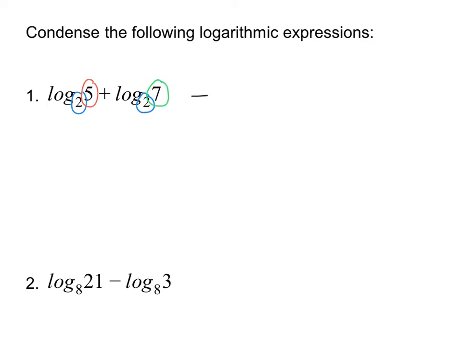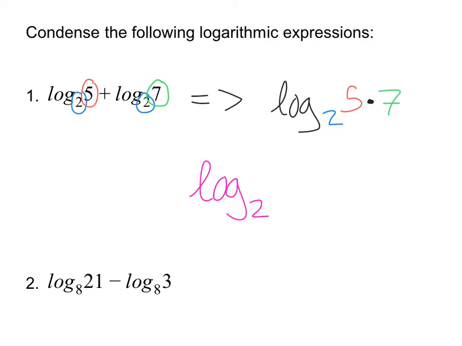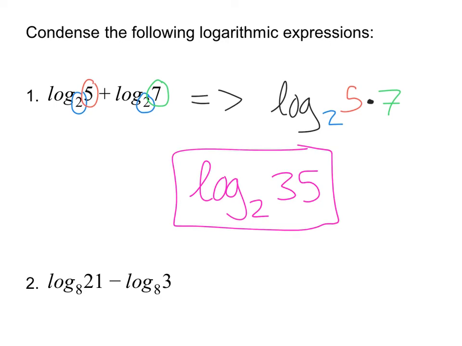And I'm going to combine these. So basically I'm going to say, well, that's going to be equal to the log base 2 of 5 times 7. I'm going to make that multiplication sign bigger. And then I'm just going to write it completely different. So that combined is just the log base 2. 5 times 7 is 35. And there you go. Simple as that. Remember, addition implies multiplication.